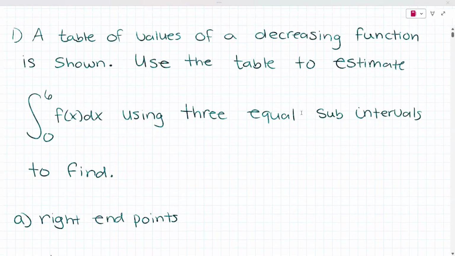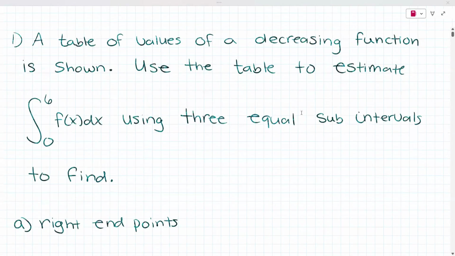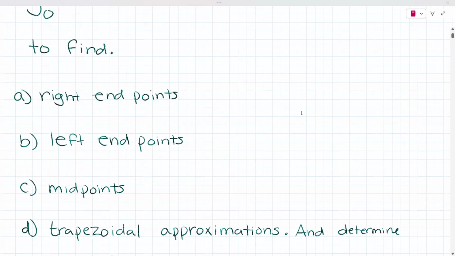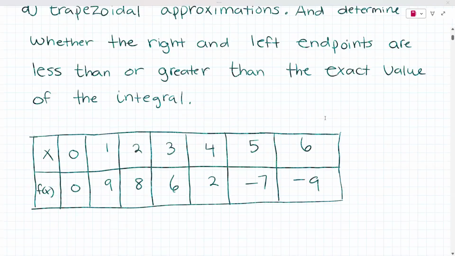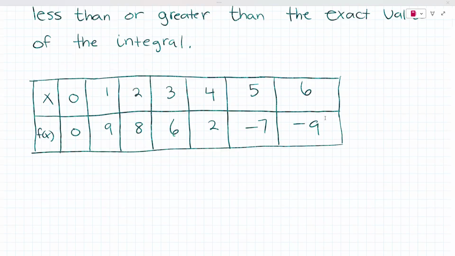So on this one, we're probably going to do Riemann sums, because Riemann sums are methods using right endpoints, left endpoints, midpoints, and trapezoidal. And here we have a table. This was given. X is 0, 1, 2, 3, 4, 5, 6. And f of x is 0, 9, 8, 6, 2, -7, -9.